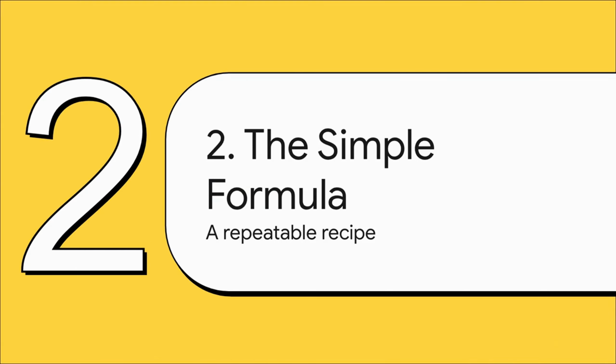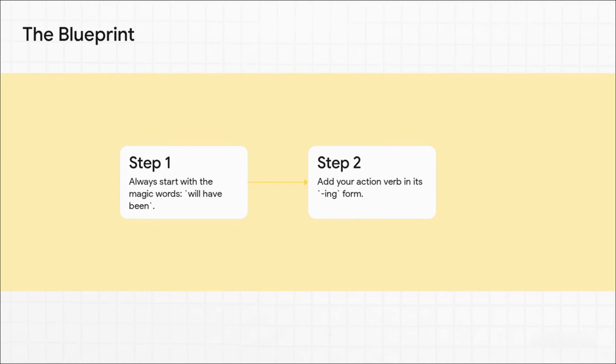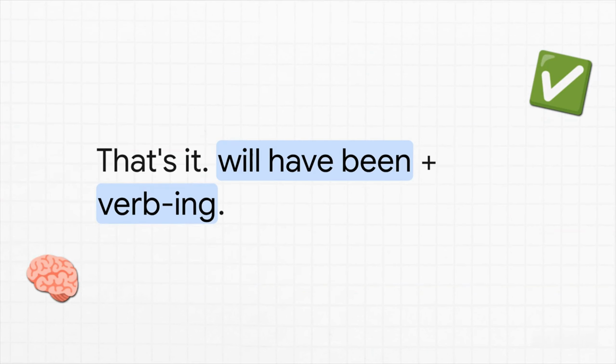Okay, so how do we actually build this thing? Don't worry, it's not some crazy, complicated grammar rule. It's more like a super simple recipe, a blueprint you can use every single time. It's just a two-part system and it never changes. Step 1, you always start with these 3 magic words, will have been, always. Then, for step 2, you just tack on your action verb with an -ing at the end. That's it. That is the entire blueprint. No, seriously, that is the whole formula. Once you've got will have been plus verb-ing, congratulations, you've basically mastered the structure.